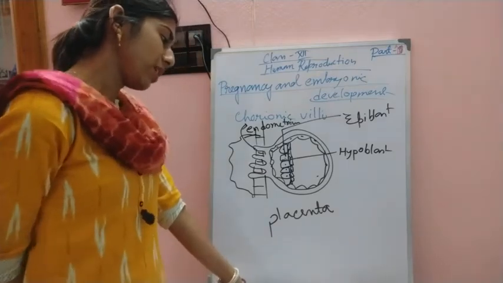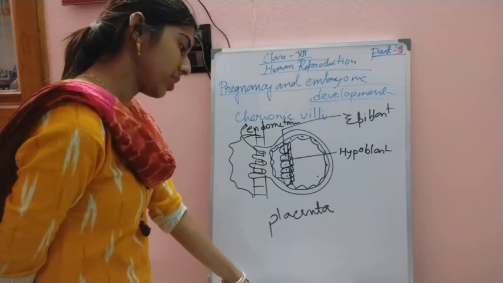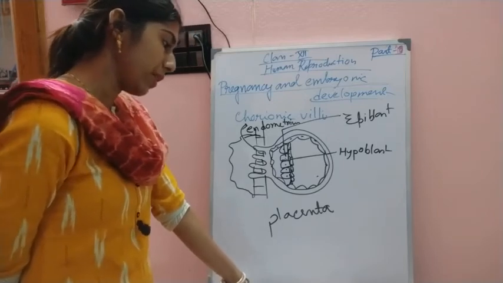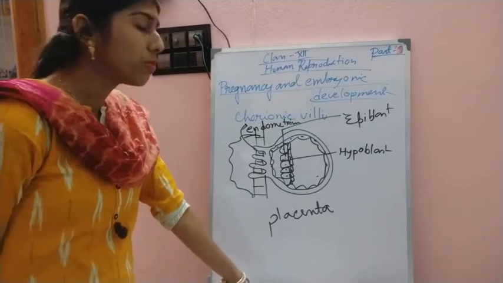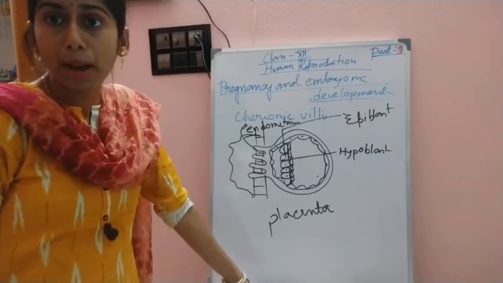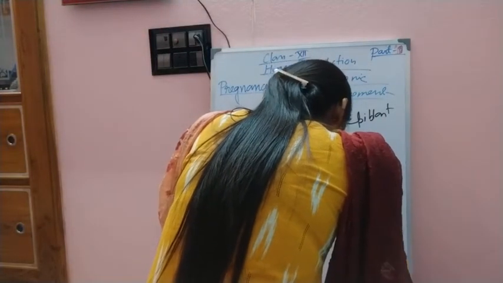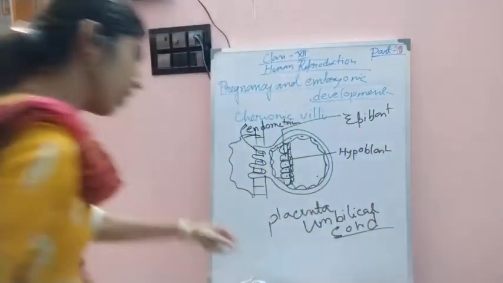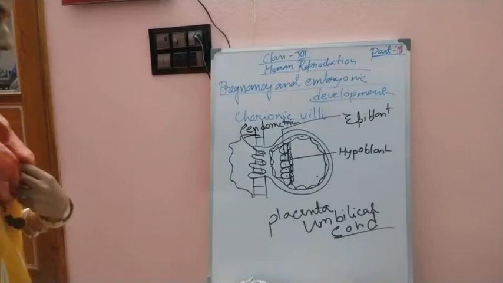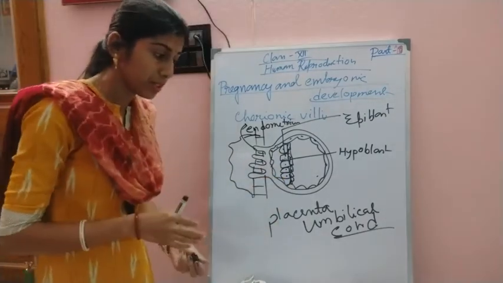Okay, that means supply of oxygen and nutrients, and removal of carbon dioxide and waste or excretory products produced by the embryo. So that is the placenta, and there is one cord-like structure which is called the umbilical cord. By that umbilical cord the placenta is connected, and it helps in transporting these materials.